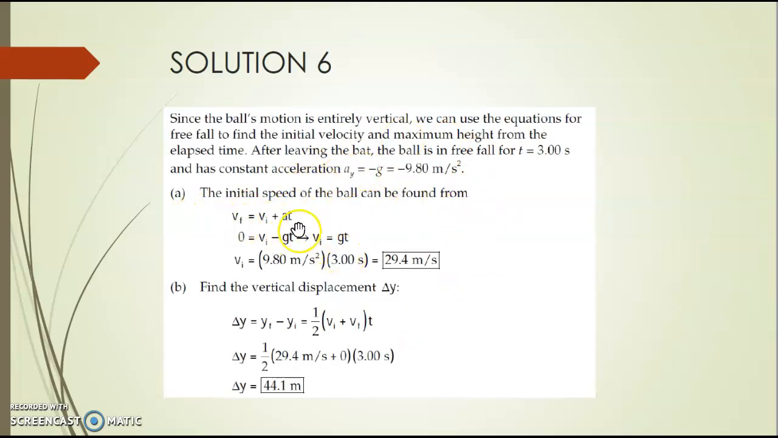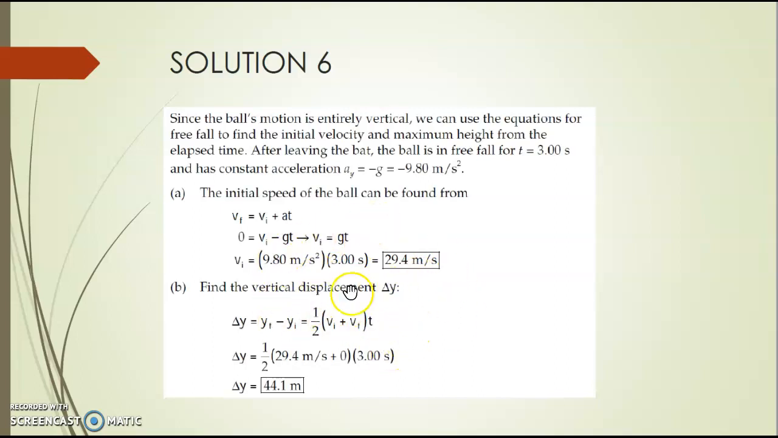So this is our working formula. Vf is equal to Vi plus at, and to solve for Vi, this is our working formula. Since Vf is 0, because at the maximum height our velocity is 0, Vi is 29.4 meters per second.